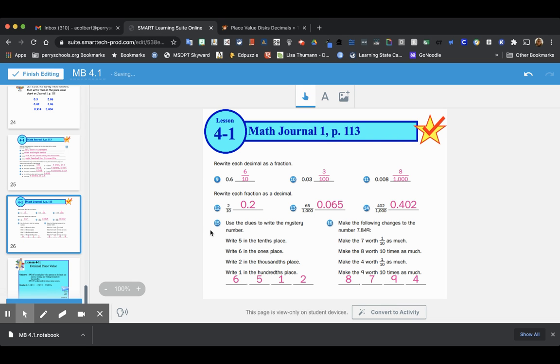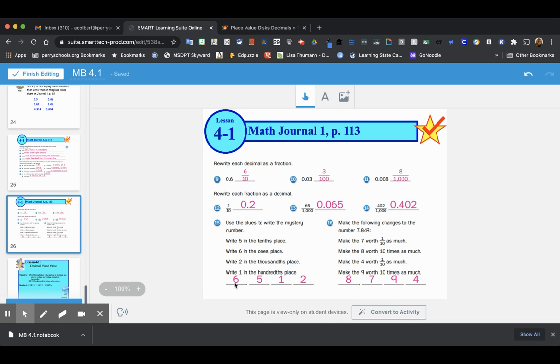On 9, 10, and 11, you can see here, again, don't forget you can pause your video to take a better look at these if you need to. We have 6 tenths, 3 over 100, and 8 thousandths, or 8 over 1,000. 12 would be 0.2. Number 13 was 0.065, and 14 was 0.402. 2 tenths, 65 thousandths, 402 thousandths.